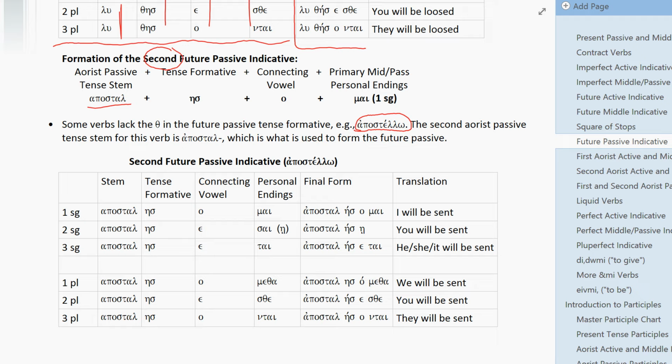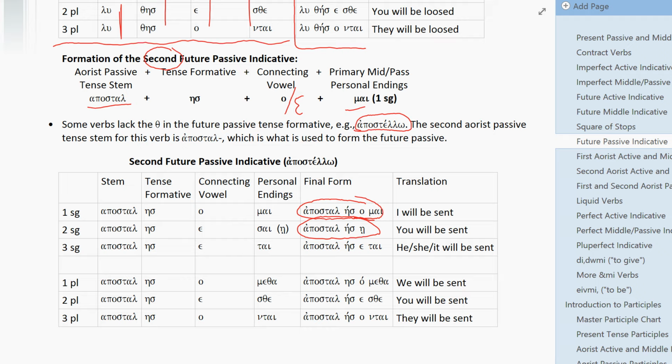Now, to the end of that, it does not want apostalthesomai. It just wants apostalesomai. And for that reason, the tense formative is not going to have the theta. It's just going to have the eta sigma. And then it's still going to have the omicron epsilon connecting vowels and the same endings. So the only difference is the different stem, which will still be the aorist passive stem, but it just drops the theta.